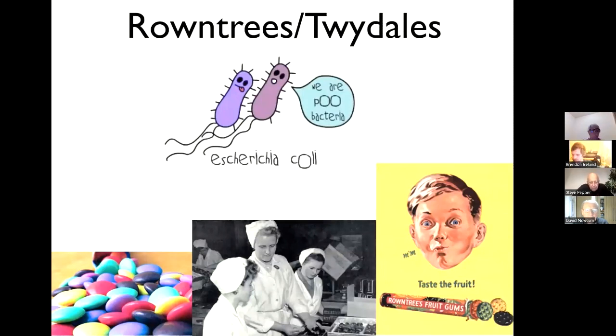When I worked at Twydale, we found out that Rowntree's originally, in their factories in the 60s and 70s, did random hand washing tests. So when people went to the toilets, they would do random samples and swabs on their hands. And if they came back and they got coliforms or E. coli on the hands, it was instant dismissal, because what it proved was they hadn't washed their hands. So even going back 40, 50 years ago, people were doing that.